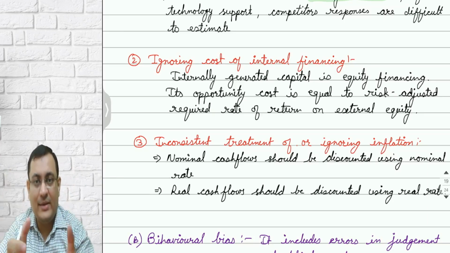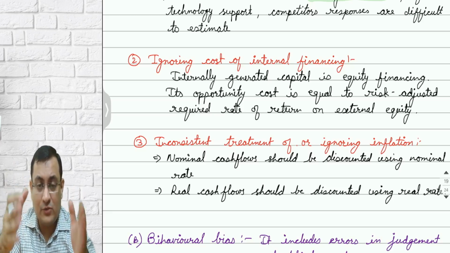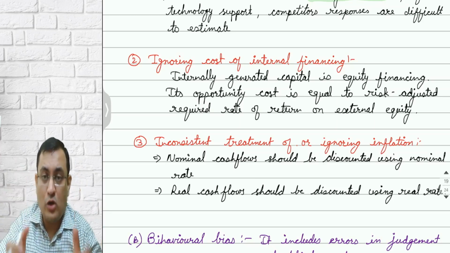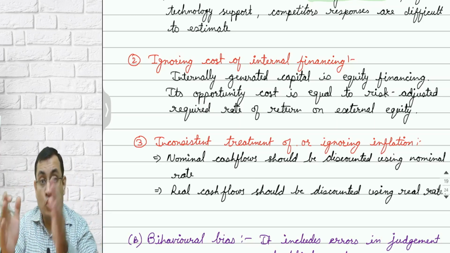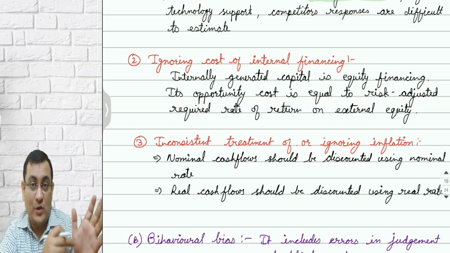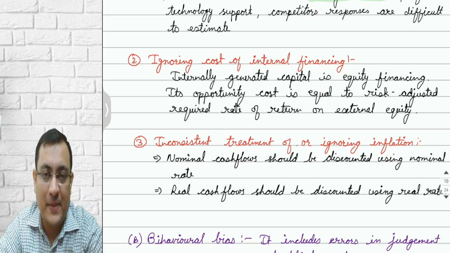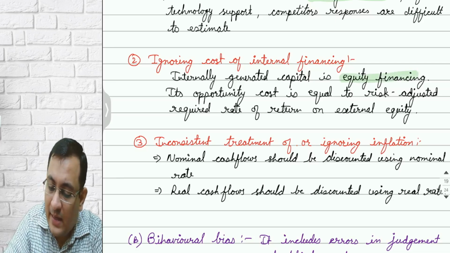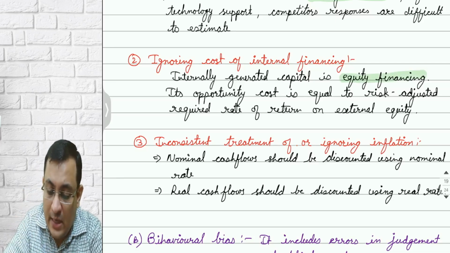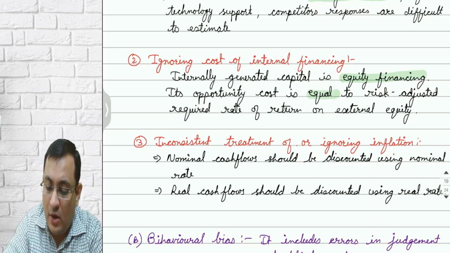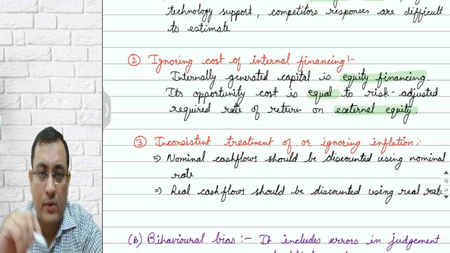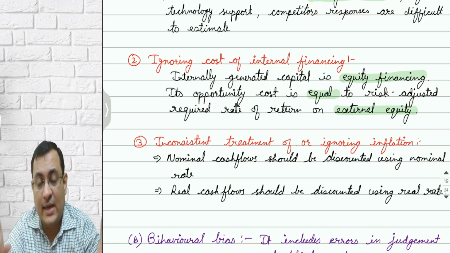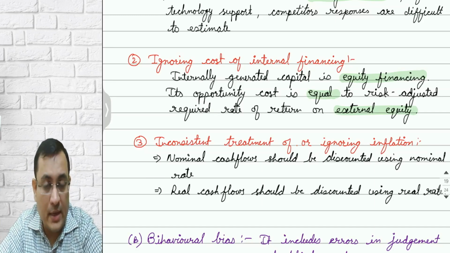So that retention, internal accrual, internal funds accrued from the company's existing business, also belong to equity shareholders. So the cost of using those funds should equal the cost of equity, the required rate equity shareholders are expecting. Internally generated capital is equity financing, and its opportunity cost is equal to the risk-adjusted required rate of return of external equity. You should not use a lower required rate or no required rate just by saying that these are the internal funds of the company. No, that belongs to equity shareholders.